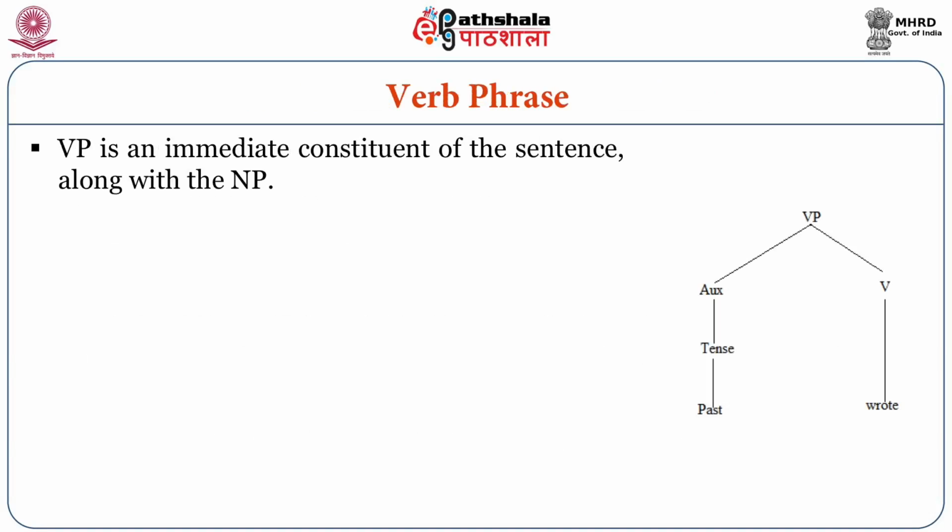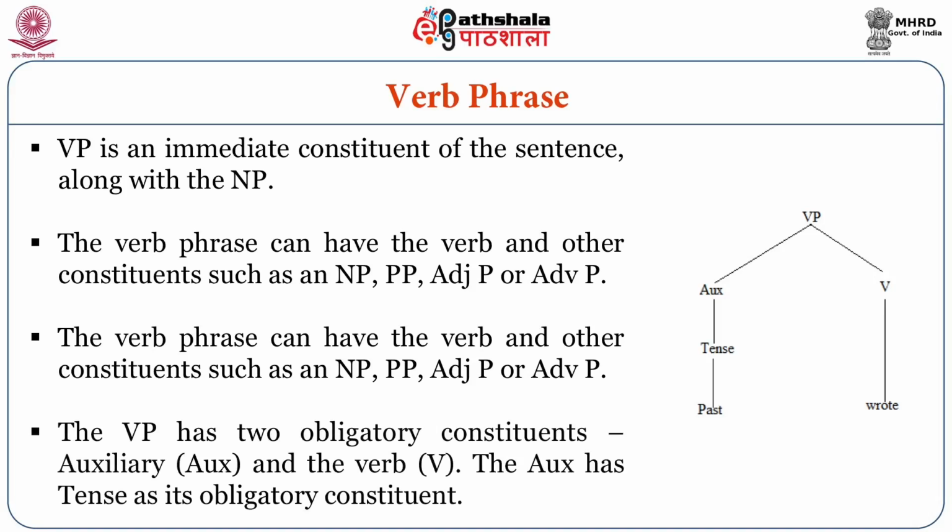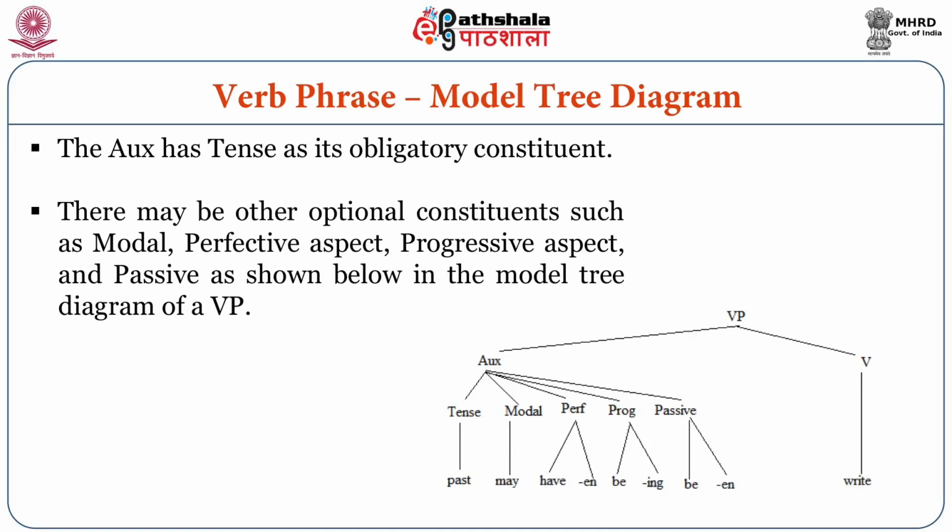Now, the verb phrase is an immediate constituent of the sentence along with the noun phrase. The verb phrase can have the verb and other constituents such as a noun phrase, prepositional phrase, adjective phrase or adverb phrase. The verb phrase has two obligatory constituents, auxiliary and the verb. The auxiliary has tense as its obligatory constituent. This is the model tree diagram for a verb phrase. There may be other optional constituents such as modal, perfective aspect, progressive aspect, passive as shown below in the model tree diagram of a verb phrase.